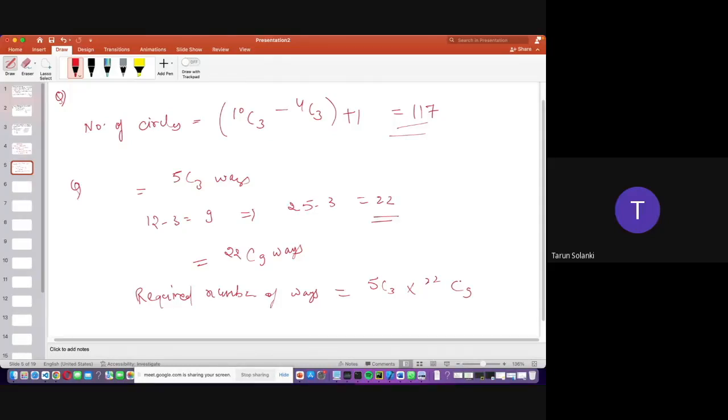Repeating once again, 3 vacancies for SC candidates can be filled up from the 5 candidates in 5C3 ways. Next, the remaining are 12 minus 3, 9 vacancies, so there will be 25 minus 3, 22 candidates. So these vacancies can be filled up in 22C9 ways. So the number of ways will become 5C3 into 22C9.